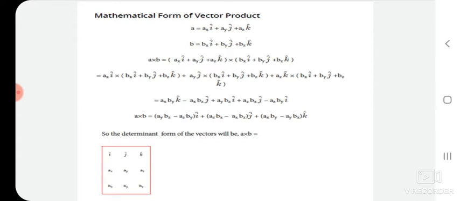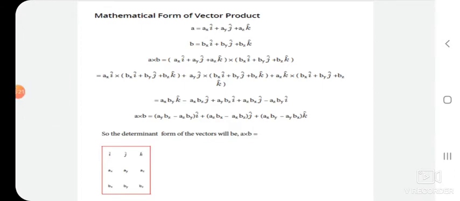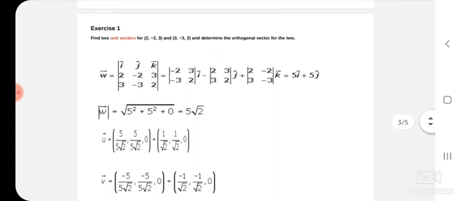Okay, if you have any doubt with this, you can ask. It's simple. The X component of A takes the cross product with all components of B. Similarly for the Y component and the Z component of A. Then A cross B can be written as the determinant of i, j, k; Ax, Ay, Az; Bx, By, Bz. Now by using this formula we are going to solve some numerical problems.